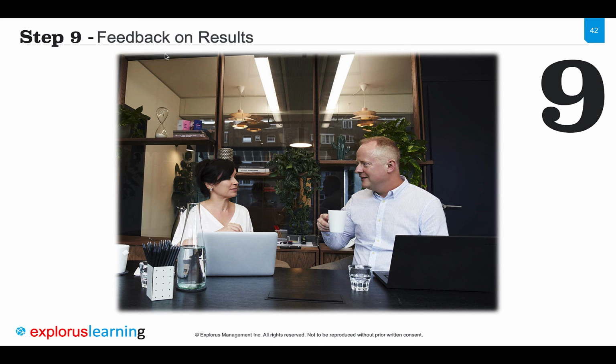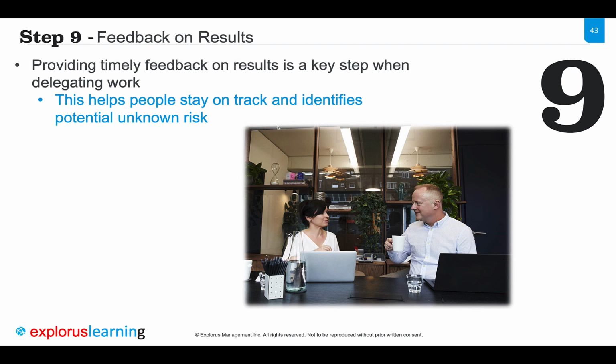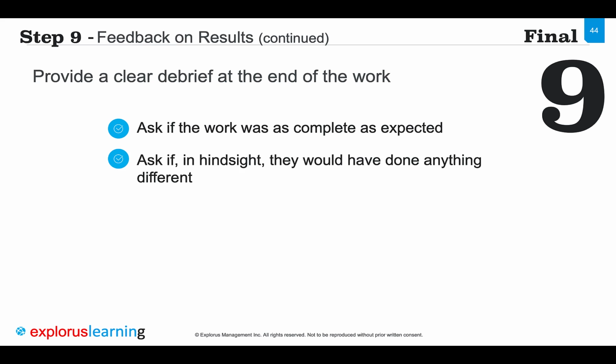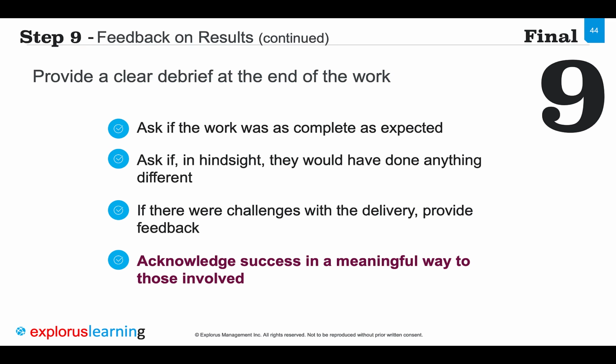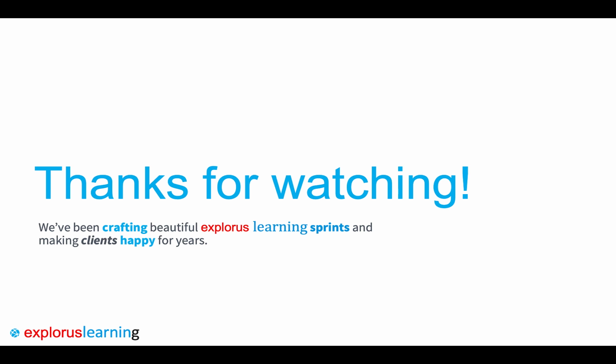And finally, feedback on results. Providing timely feedback on results is a key step when delegating work. This helps people stay on track and identifies potential unknown risk. Provide a clear debrief at the end of the work. Ask if the work was complete as they expected it to be. Ask if in hindsight they would have done anything differently. If there were challenges with the delivery, provide feedback on that delivery. And finally, acknowledge success in a meaningful way to those involved.